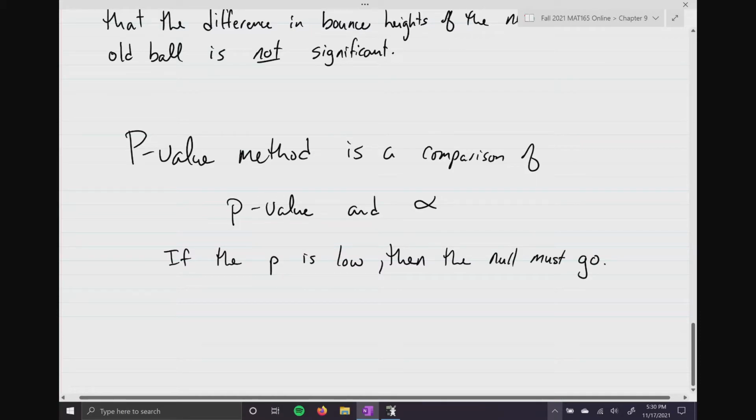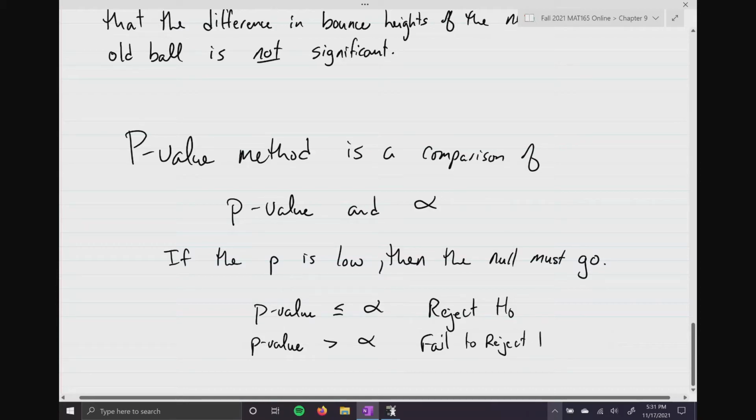Okay? Meaning, if the p-value is less than or equal to your level of significance, you're going to reject the null hypothesis. Otherwise, if the p-value is greater than alpha, you're going to fail to reject the null hypothesis. So this is just another way that we can do it.